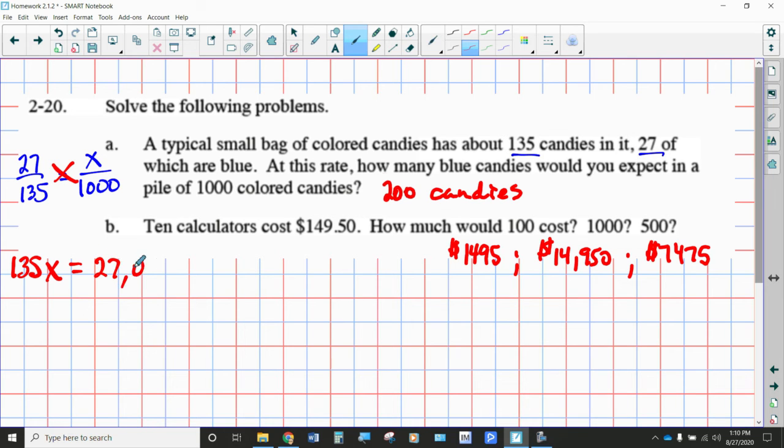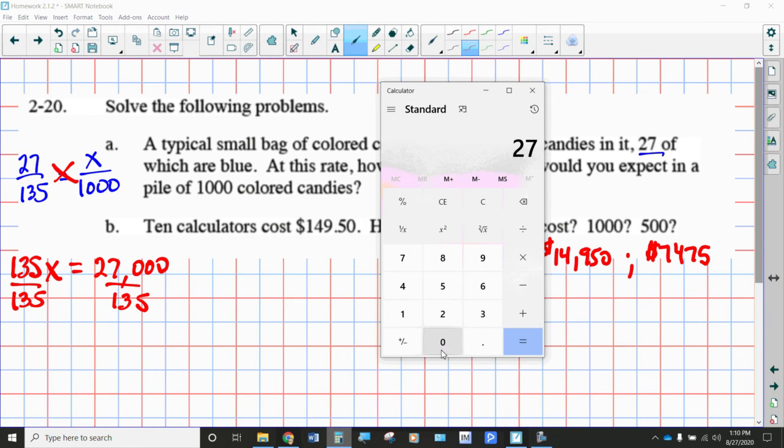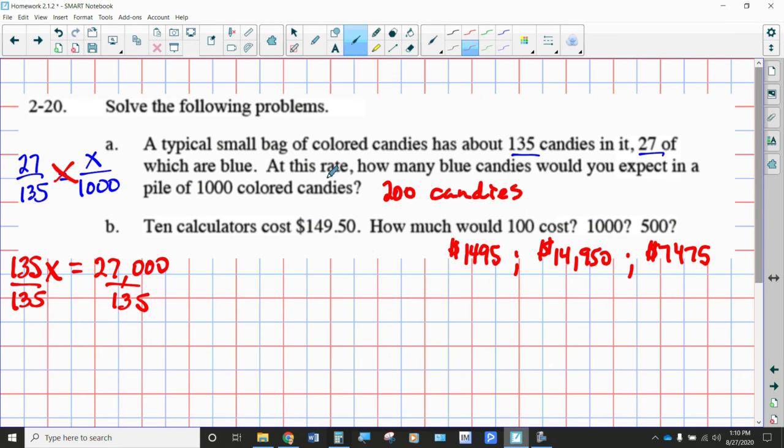So it's 27,000. Now we can solve a much more simple equation by dividing each side by 135. And I'll use the calculator here to show you that 27,000 divided by 135 gives you 200 for the answer. So we would expect with this ratio, 200 blue candies out of 1,000.